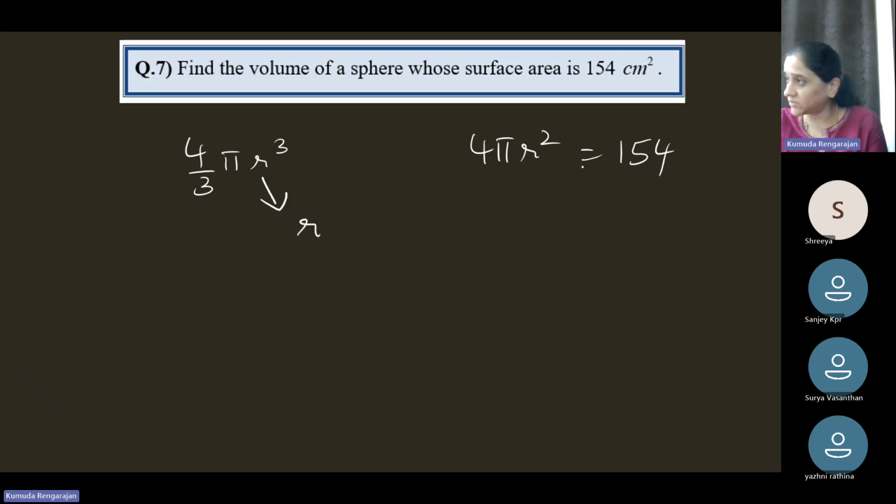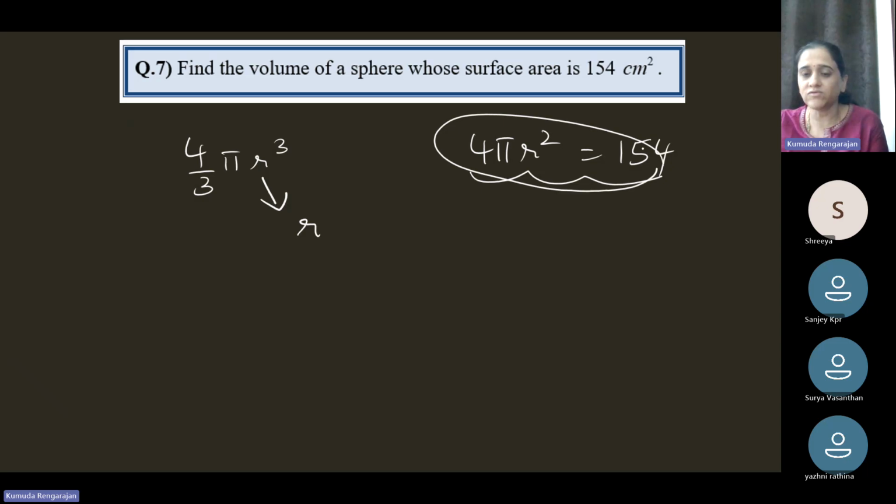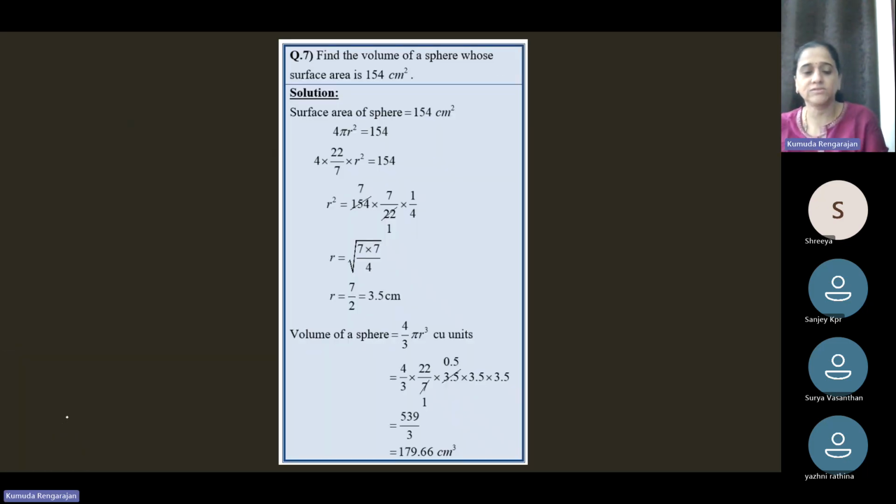So you must solve this equation and find the value of r and then find the volume. Now you cannot find volume because you don't have the value of r. To find the value of r, they have given you this information. 4 pi r square is equal to 154. So solve this, find the value of r and then find the volume.